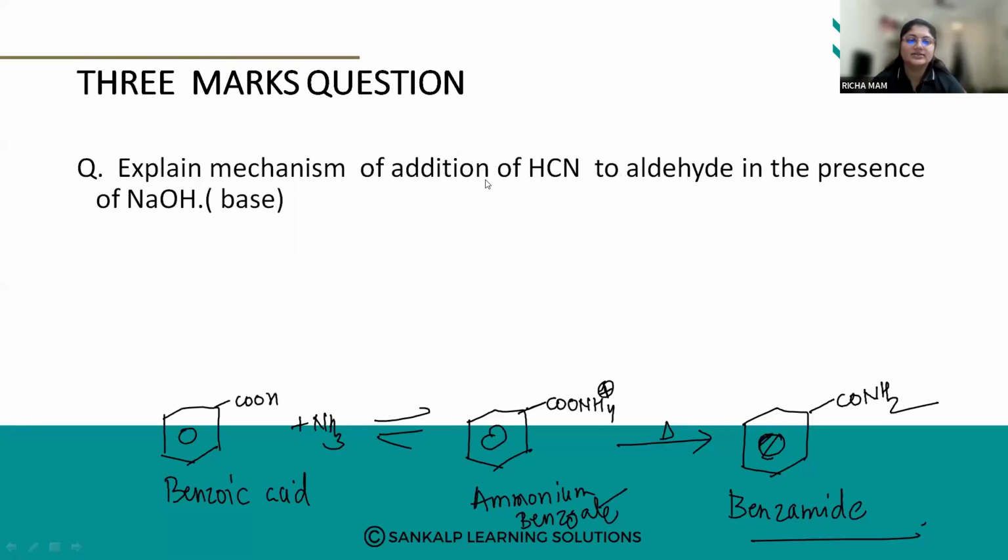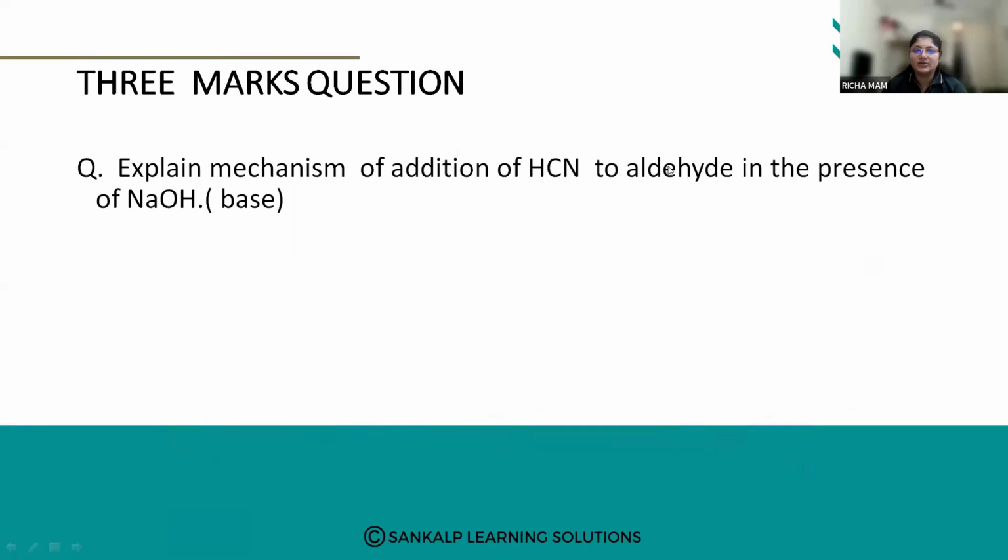So next is a 3 mark question. One question is there. So let us see the 3 mark question. Explain the mechanism of addition of hydrogen cyanide to aldehyde in the presence of NaOH.